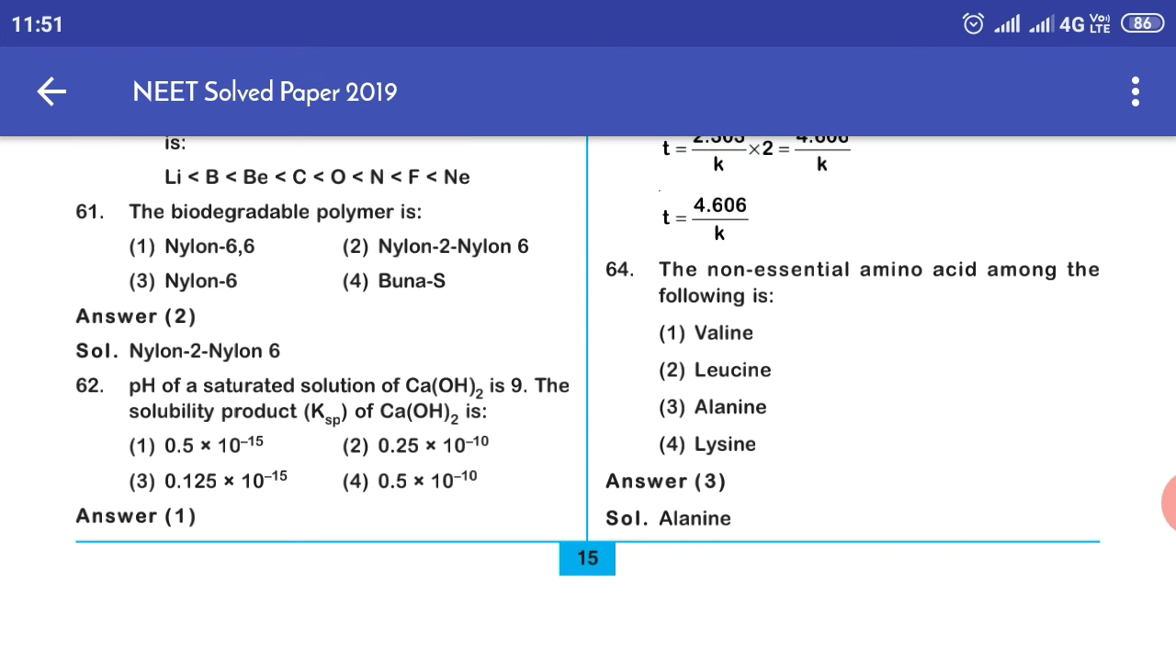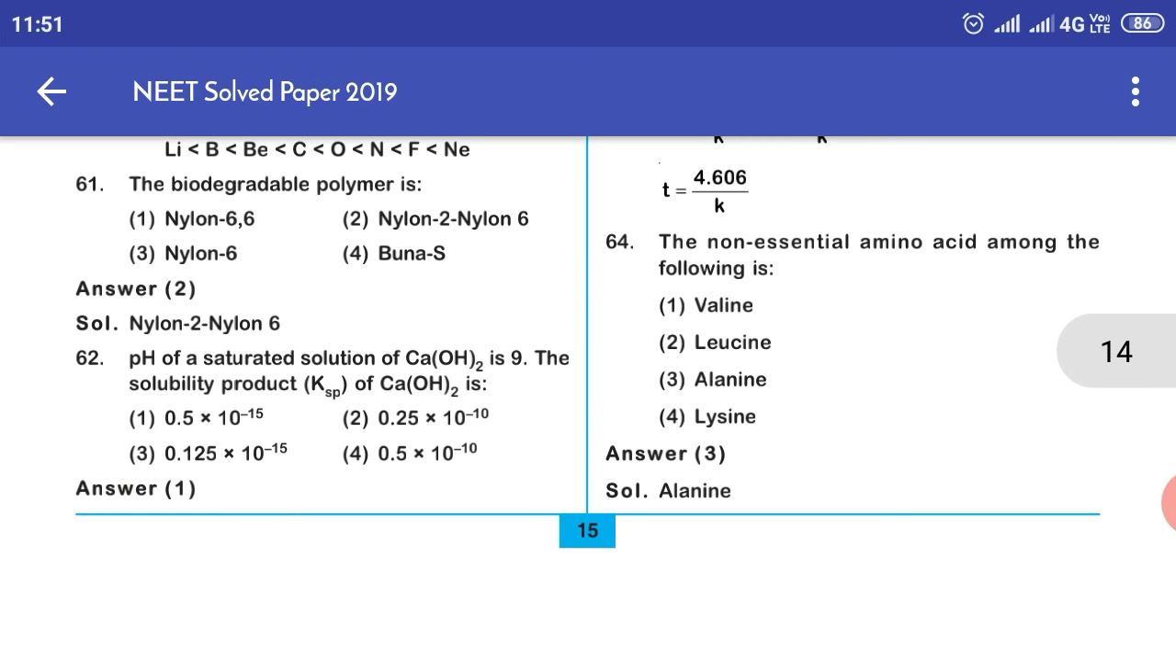Question number 64: the non-essential amino acid among the following is alanine. You have to remember which are the essential amino acids, which are non-essential, which are acidic, which are basic, what is zwitterion, and what is the amphoteric behavior of amino acids. All these things have to be memorized.